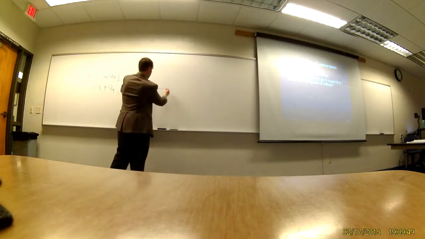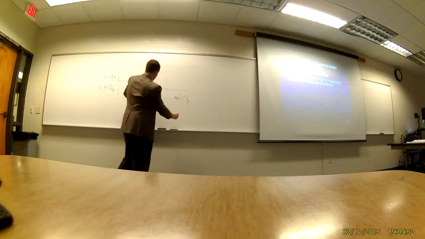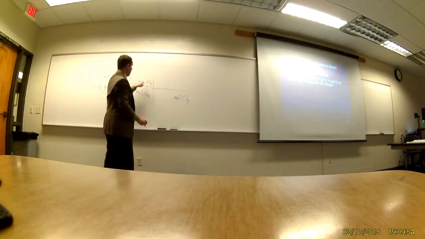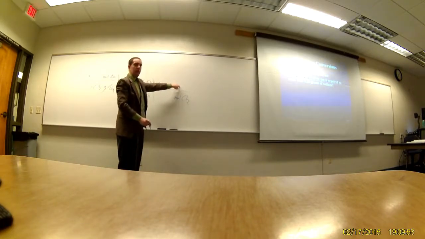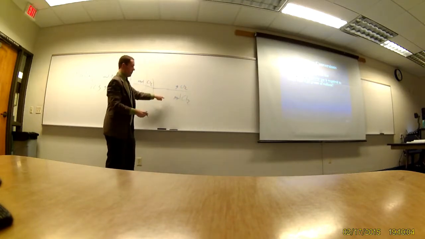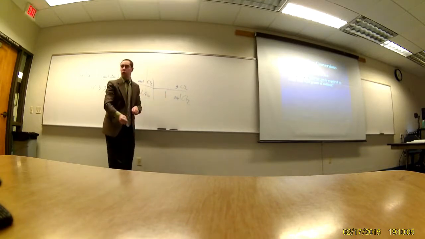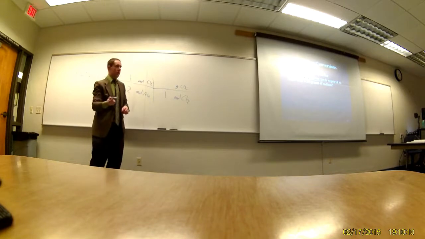So I have moles of chlorine. That has to come down here. I go from moles of B to grams of B. What is my unit here? Grams of Cl2. What number goes here? 1. 1 mole of Cl2 weighs 71.